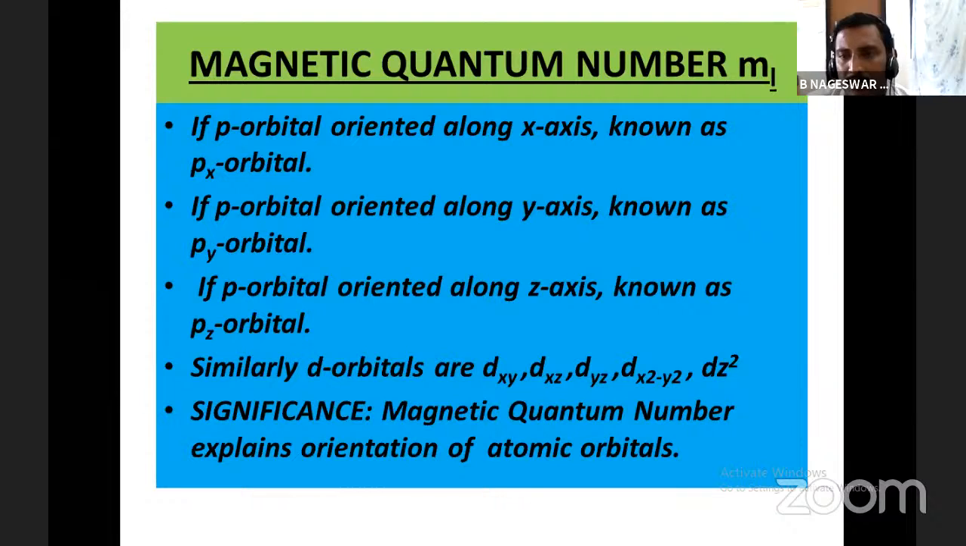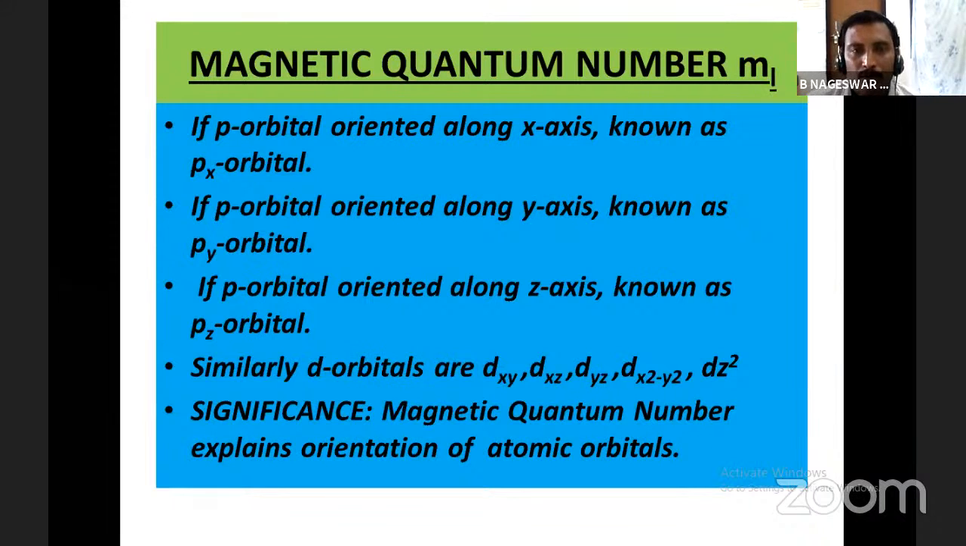Magnetic quantum number values: ml is equal to minus l to plus l, including 0. The total number of ml values is equal to 2l plus 1. So these are simply about quantum numbers.